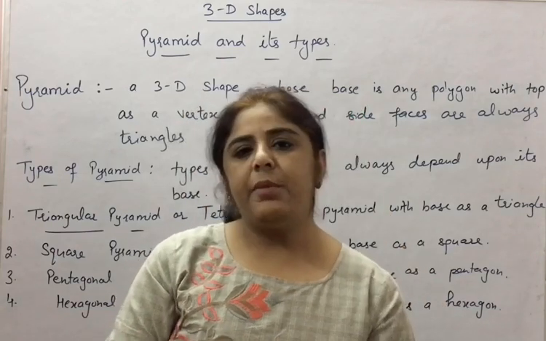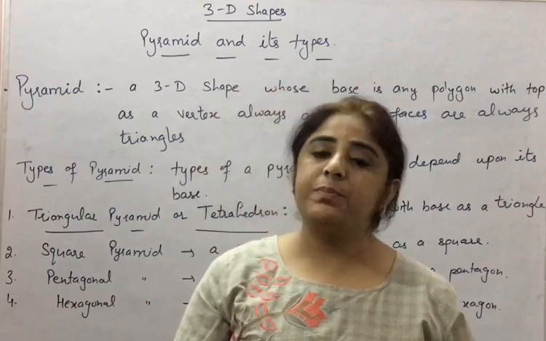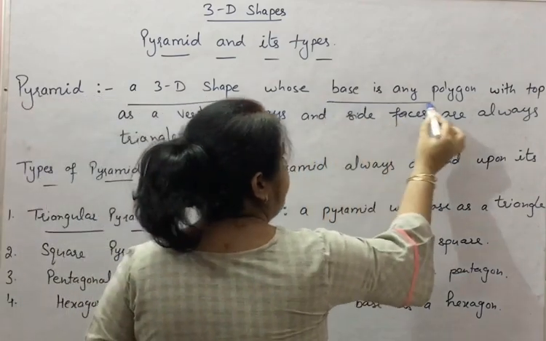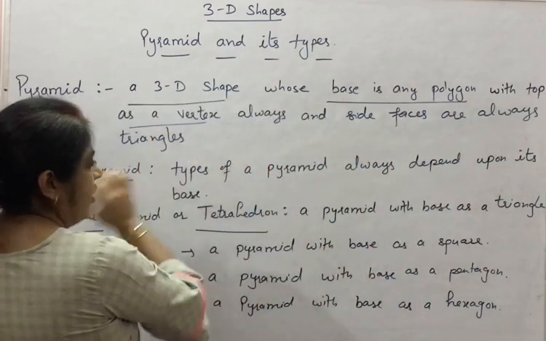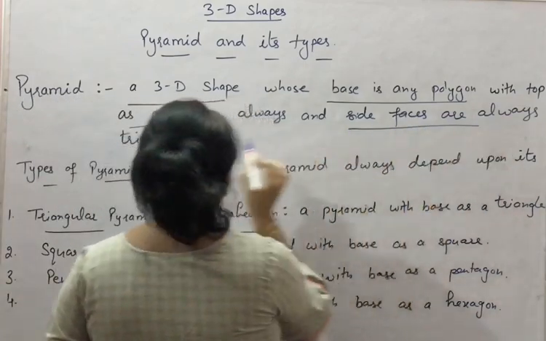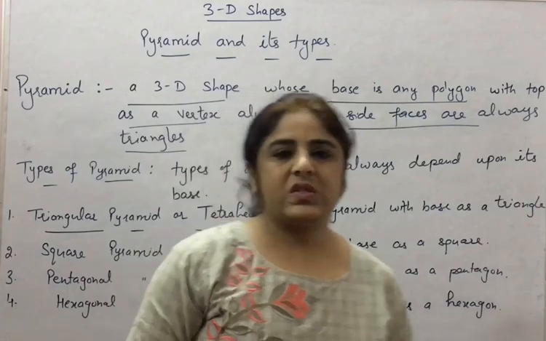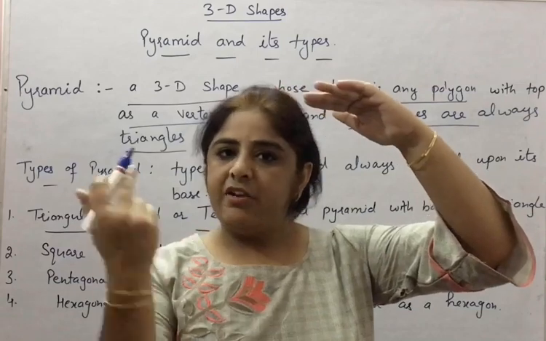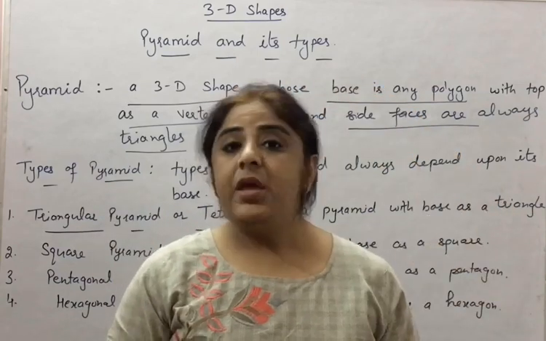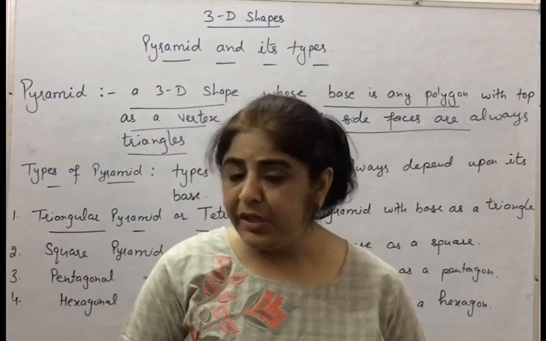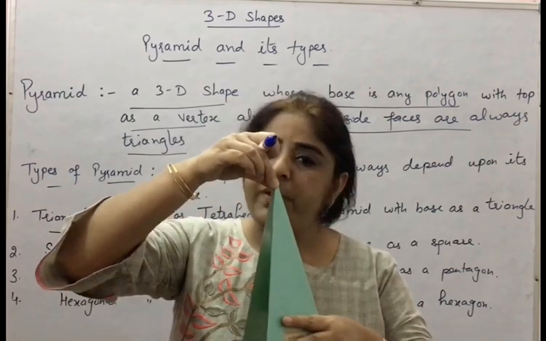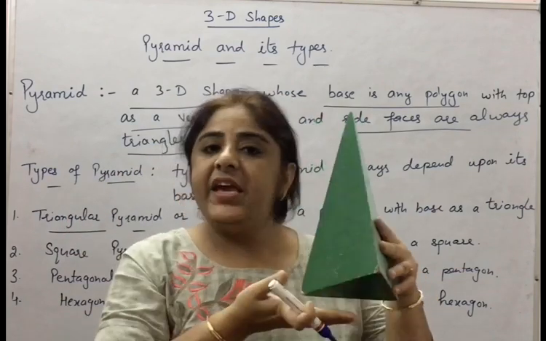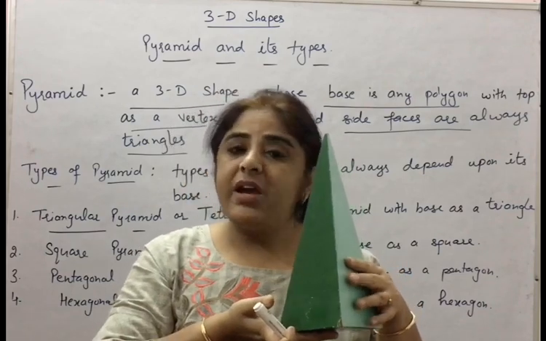First we will discuss what a pyramid is. A pyramid is a 3D shape whose base is a polygon, with the top as a vertex, and side faces are always triangles. We have discussed in prisms, where the top and base were identical polygons and side faces were always parallelograms. But in a pyramid, the top is always a vertex, side faces are always triangles, and the base can be any polygon. So one by one we will discuss.